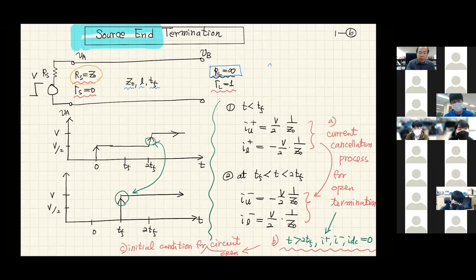Sometimes in the CMOS case, we may have a little bit of input capacitance, but the gate capacitance is very, very small. I'm assuming it is extremely small. Probably we can assume it is almost like open termination. Then the reflection coefficient is 1. Then 100% of the wave will be reflected.